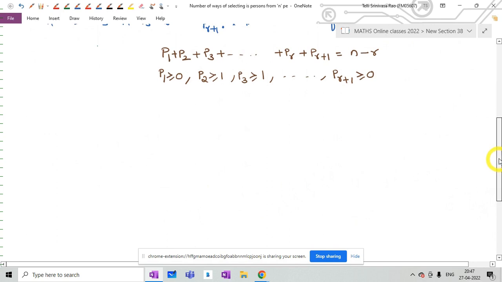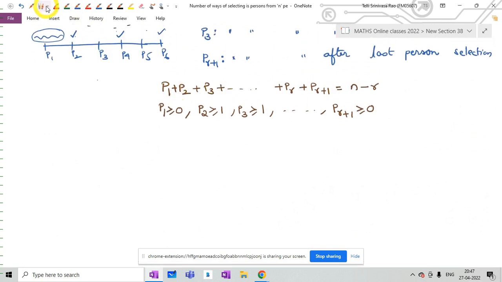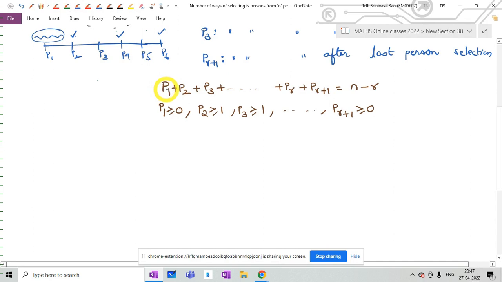We'll try to simplify this equation. How can we simplify this equation? Now here all variables are greater than or equal to 1 except the first one and the last one. Okay, so we will do one thing.